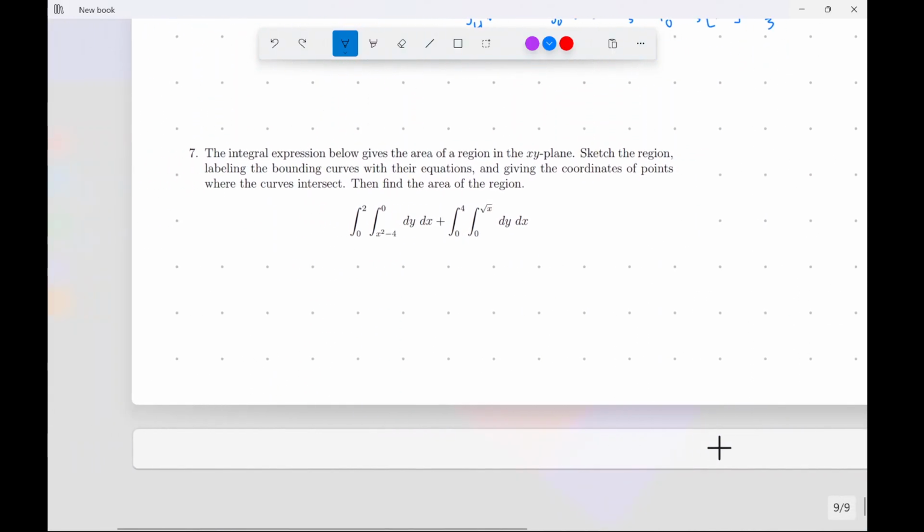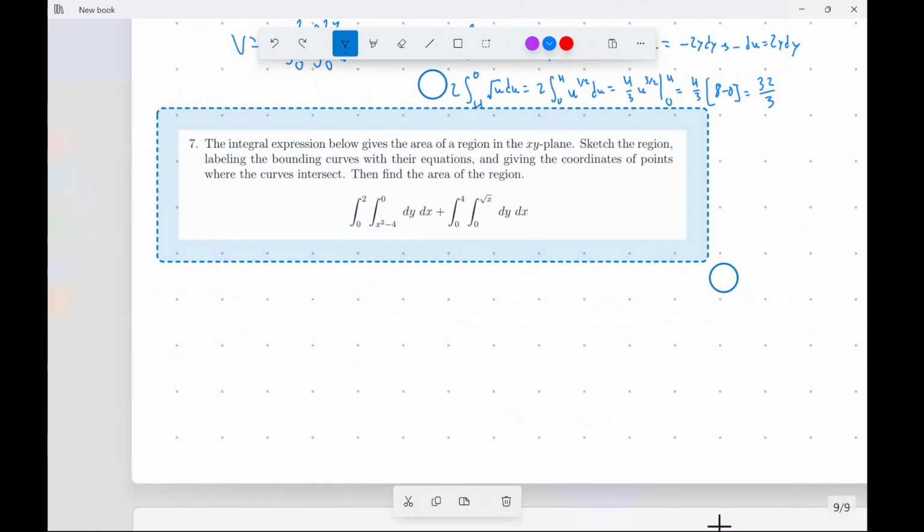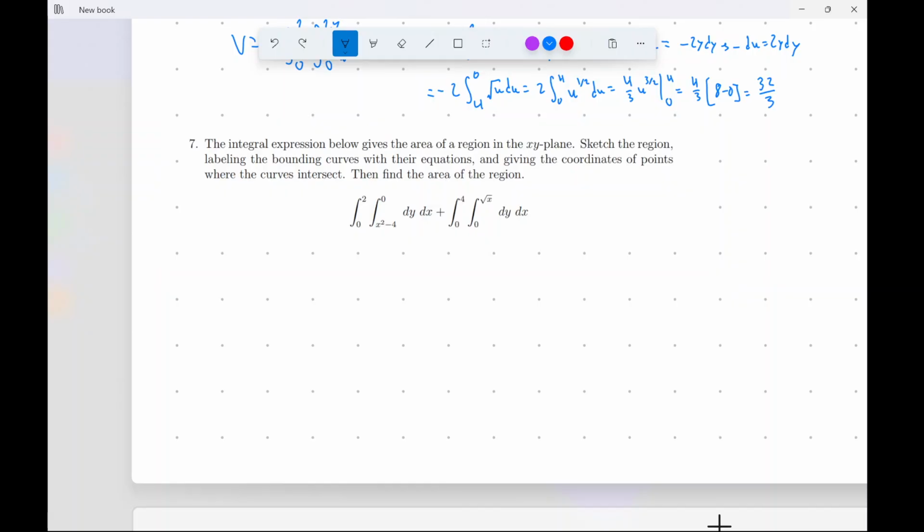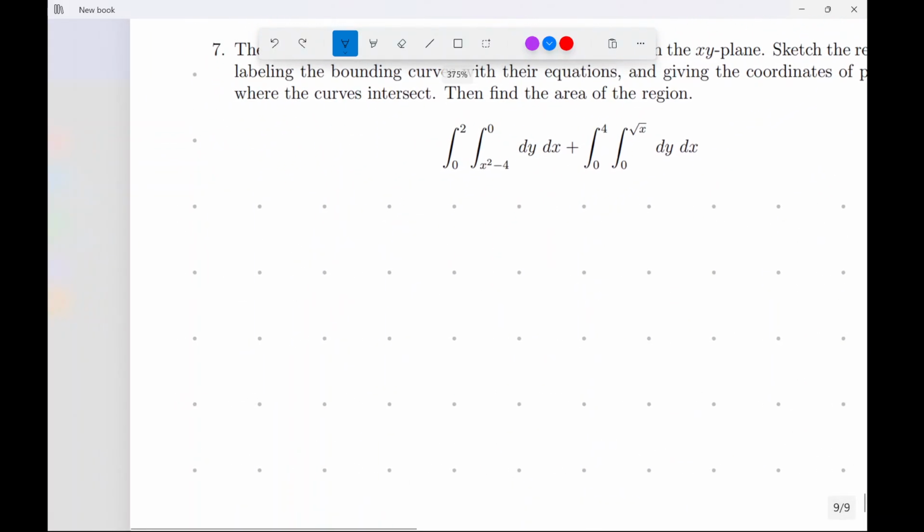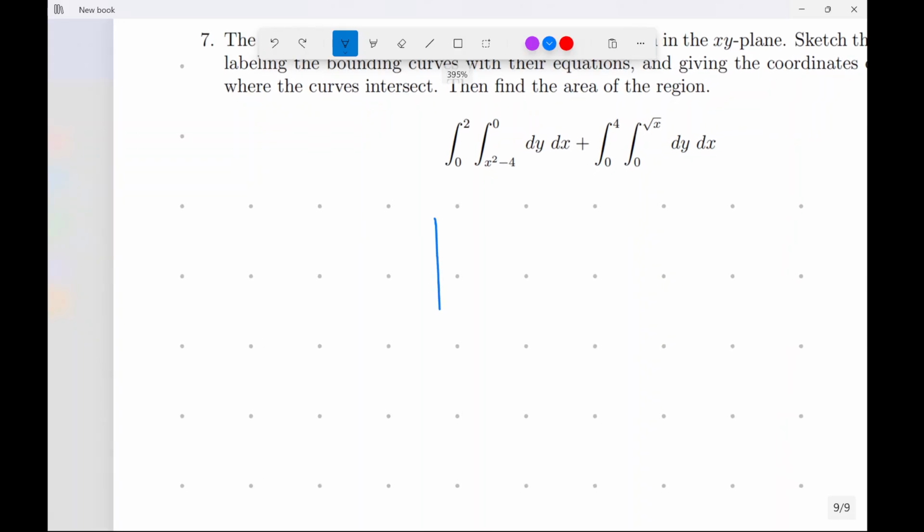Ooh, okay, that's better. Okay, and now number 7. These integrals give the area of a region in the xy plane. We want to sketch the region, label the bounding curves, and give the corresponding points where the curves intersect. Okay, so there's 2 parts. We're going to start with x going from 0 to 2.